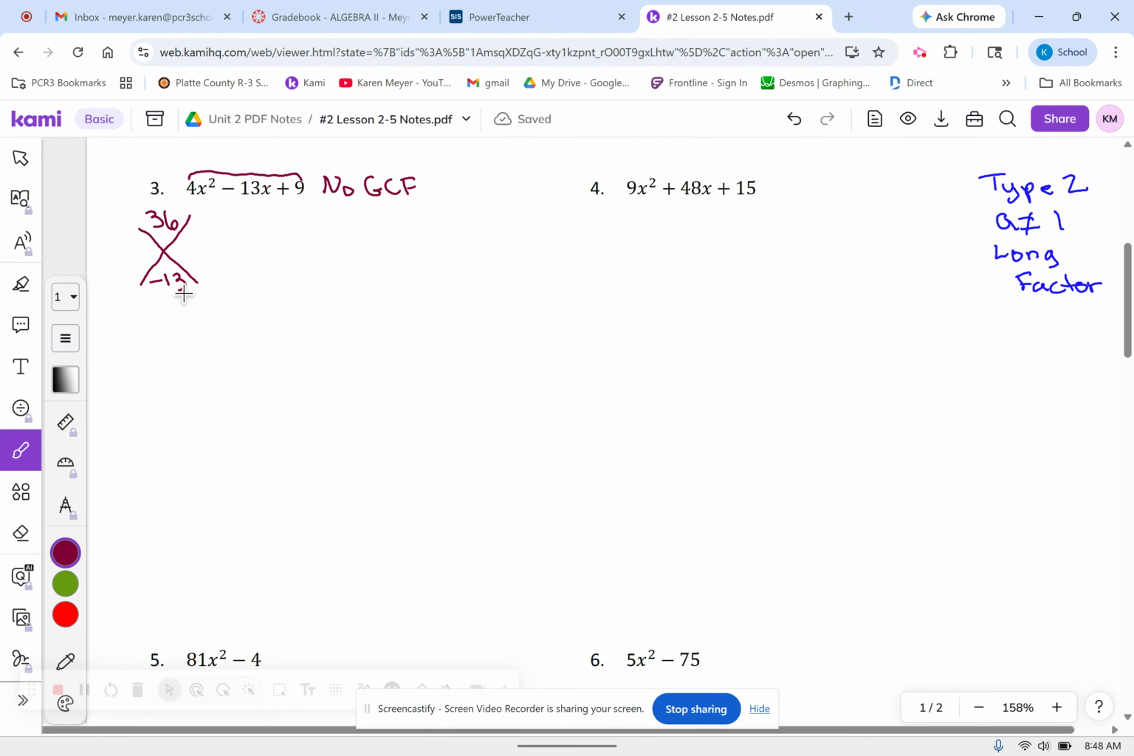Now, what multiplies for a positive 36 that adds for a -13? Well, to multiply for a positive, you have two choices. You could either do 2 positive numbers or 2 negative numbers. But if I want to add for a negative, then I have to have 2 negative numbers. And hopefully you remember this from our previous lesson. So now hopefully you choose 4 and 9, because -4 times -9 is positive 36, and -4 plus -9 is -13.